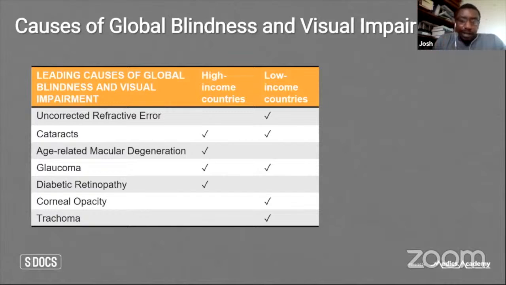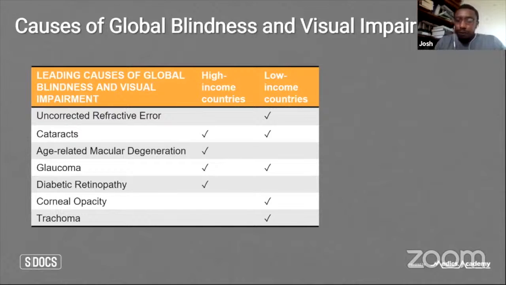Uncorrected refractive error, cataracts, glaucoma, corneal opacity, and trachoma are all linked with low-income countries more than they are high-income countries. Other than cataracts and glaucoma, as you can see, there are issues in both types of countries. And the reasons why they are as prevalent as they are is different.